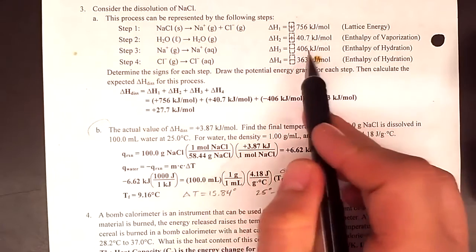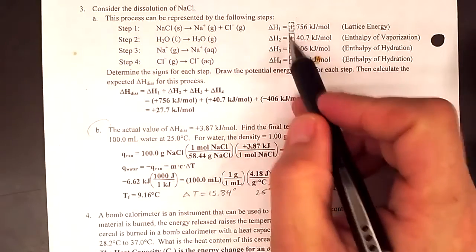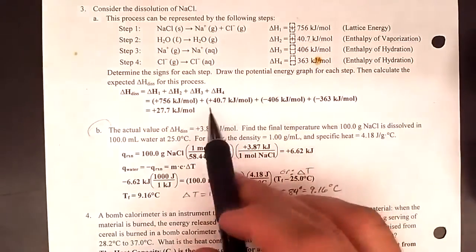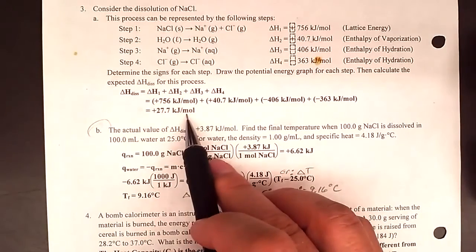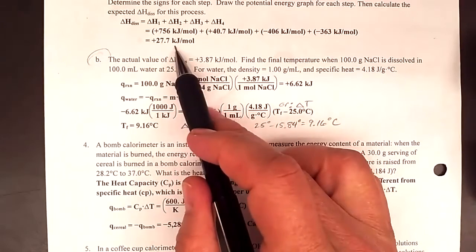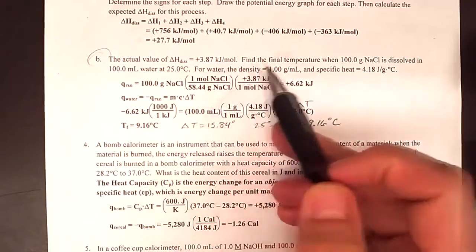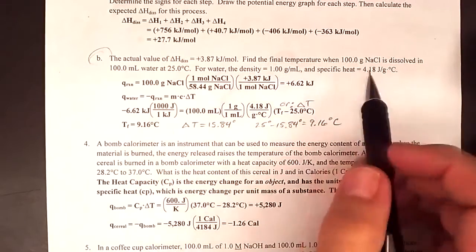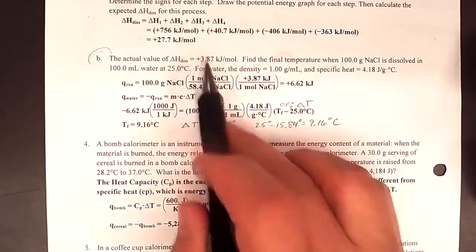So we're going to take the amount that we were given, call it negative. The same thing here. So we're going to take these and add them up and get the overall kilojoules per mole. Now on B, interestingly, they say that this was a little too theoretical, and when you do it for real, you actually get this number. Okay, so what's the final temperature if you use 100 grams? Again, this is if you use a mole of it, right?